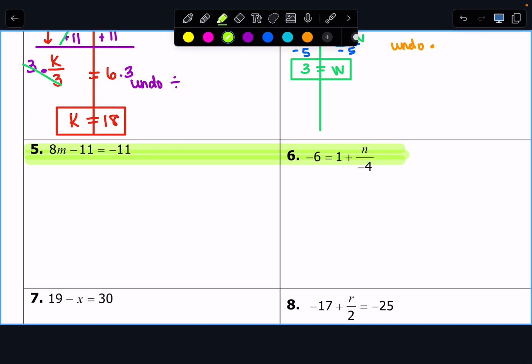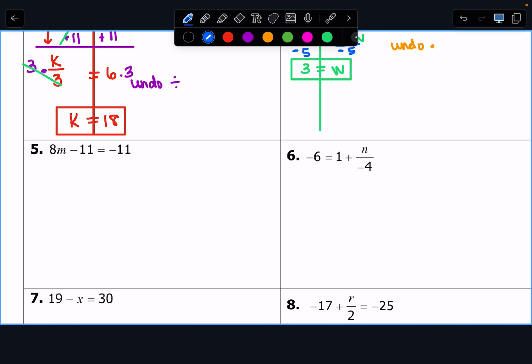Okay, we are going to talk about these together then. So if we have a plus, what do we do to get rid of it? Minus 1 on each side.